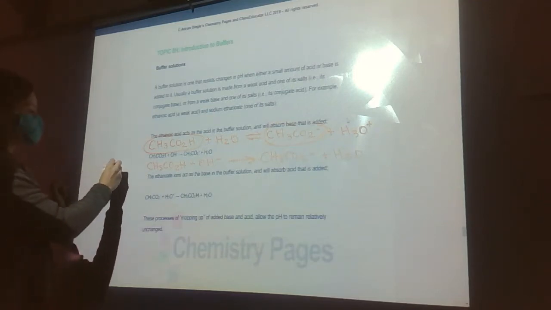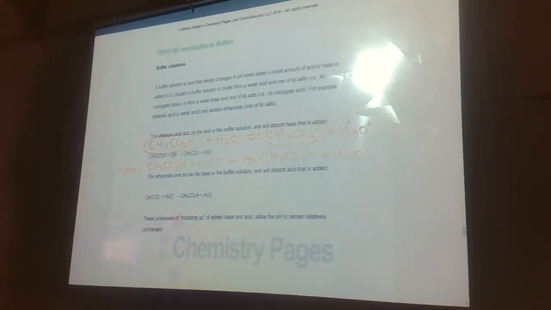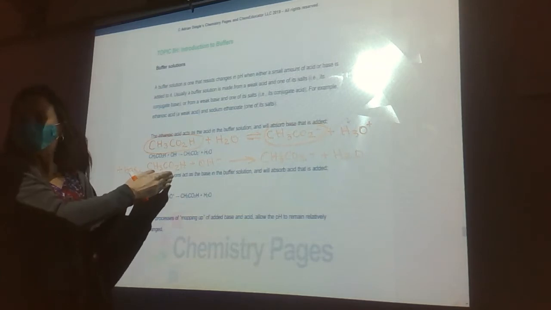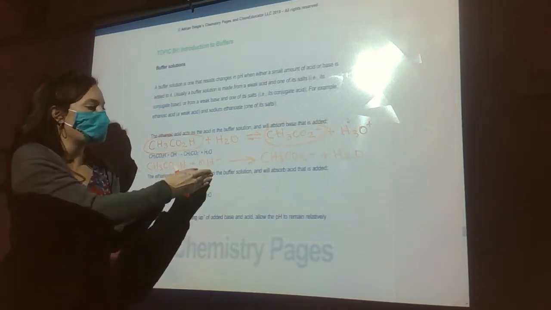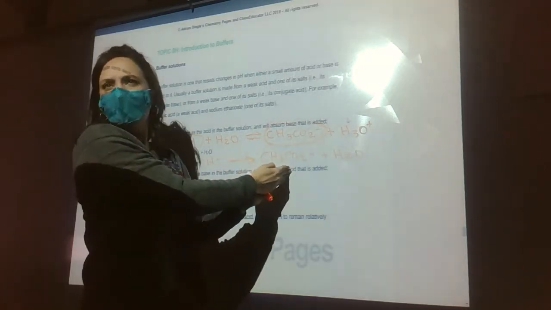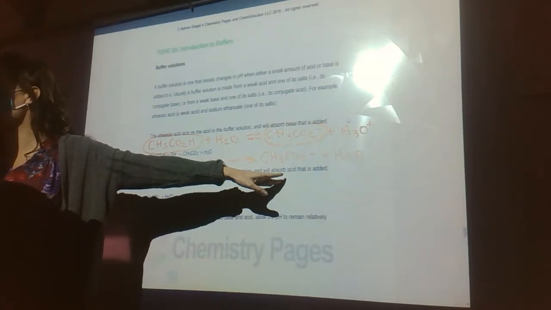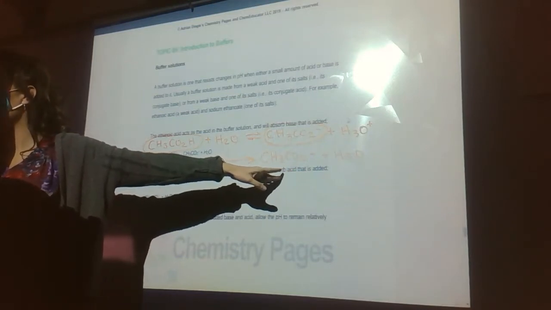So this is adding base. The weak acid reacted with the hydroxide ions and made salt and water. So what should have made the pH go up has now hardly changed the pH at all because this is a neutral solution over here, what was made.